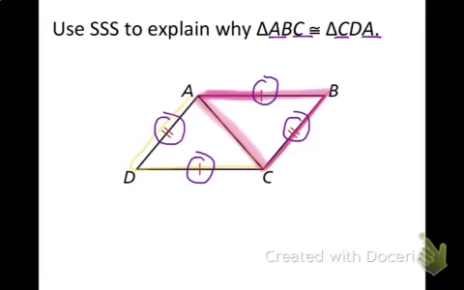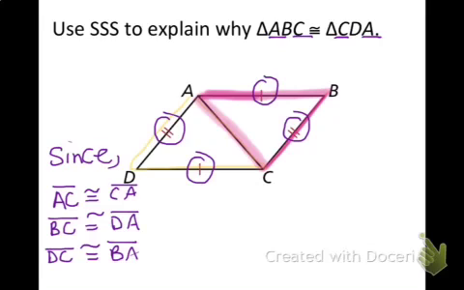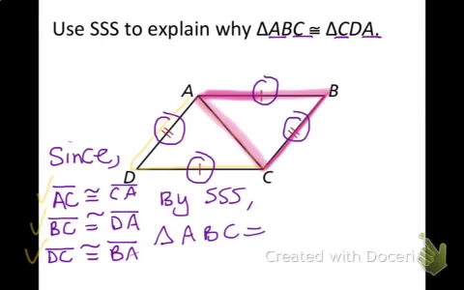So since we have the following information that all three of the sides are congruent and in the corresponding order, we can conclude by SSS that the triangle ABC is congruent to the triangle CDA.